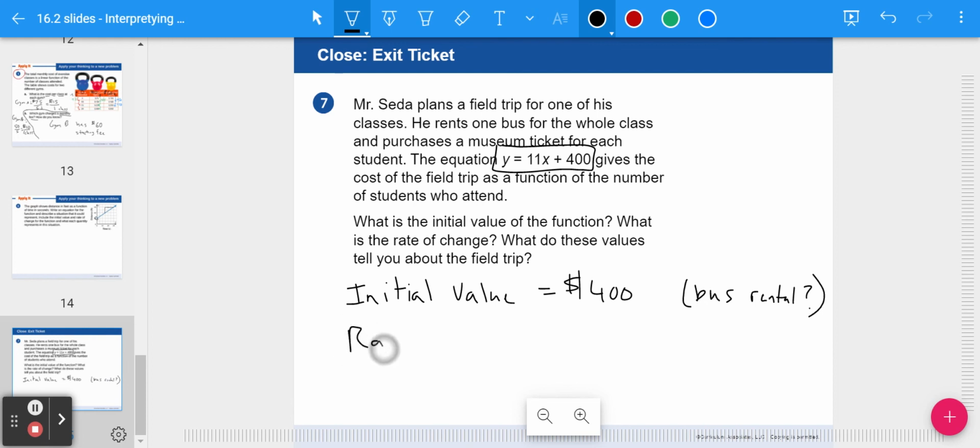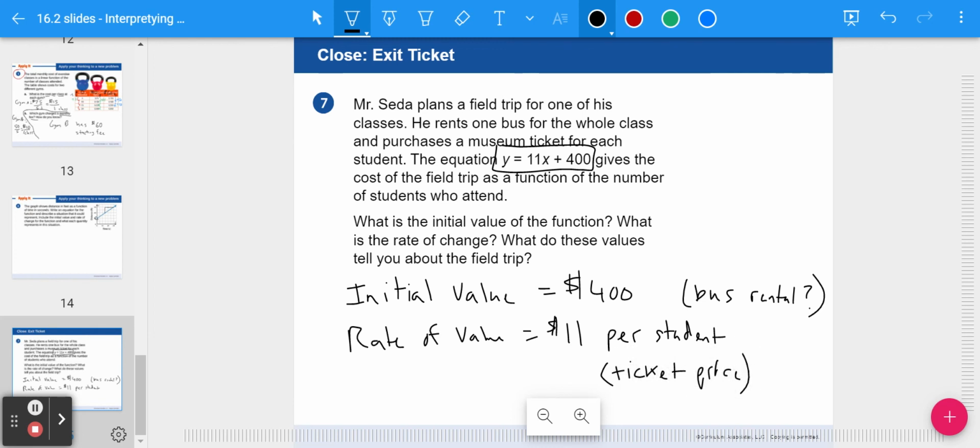The rate of change, which is also our slope, is the 11. And that would be $11. We said it's based on the number of kids, so that's per student. And that tells us what that rate is. It costs $11 per student for a ticket. So that's going to be your ticket price for the museum. So there's definitely a price that you have to pay just to start, and then you have your tickets per kid. So breaking down and understanding from the problem what each of the parts mean.